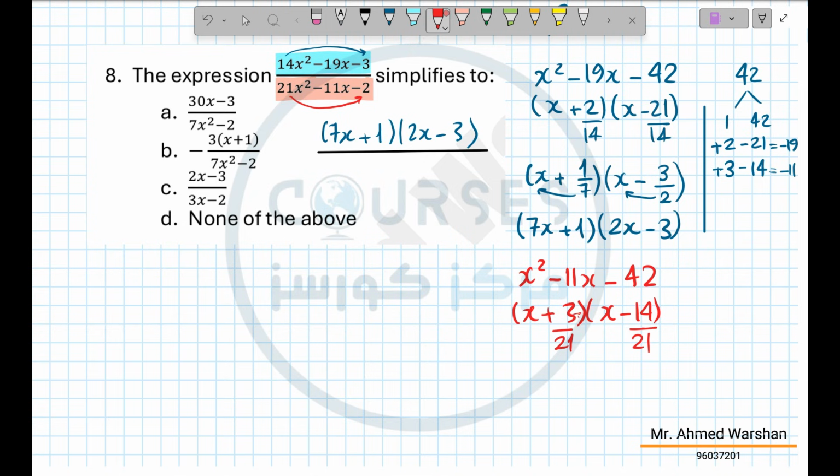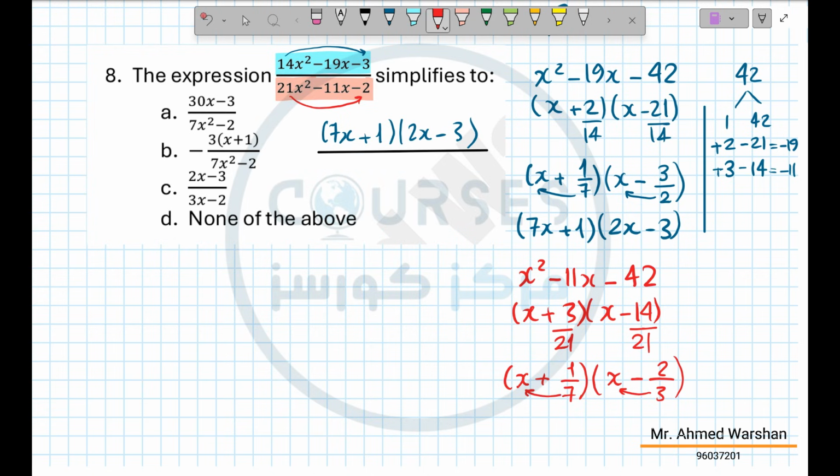3 divided by 21, you can divide by 3 up and down. That's going to be x plus, divide by 3 is 1, divide by 3, that's 7. 14 and 21, you can divide by 7 up and down. 14 divided by 7, that's 2. 21 divided by 7, that's 3.